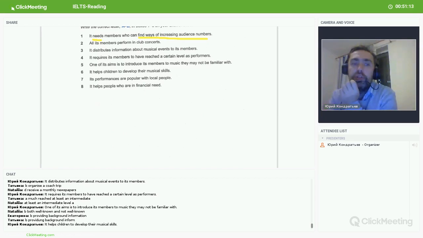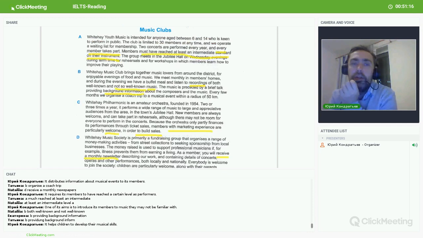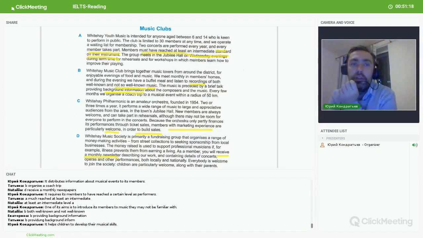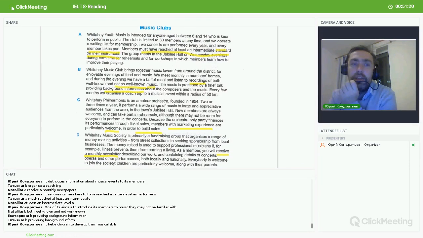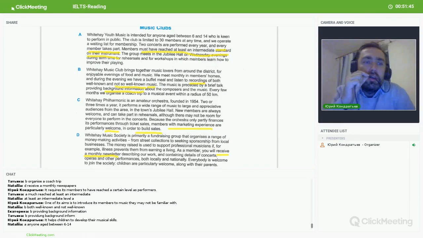Okay, it helps children to develop their musical skills. Please find it. So we need children, develop, and skills, but remember that these skills are musical skills, so it can be like playing or singing. And I can help you. Some of these keywords will be in the beginning of the text, and some of the keywords will be at the end of the text. This sometimes also happens.